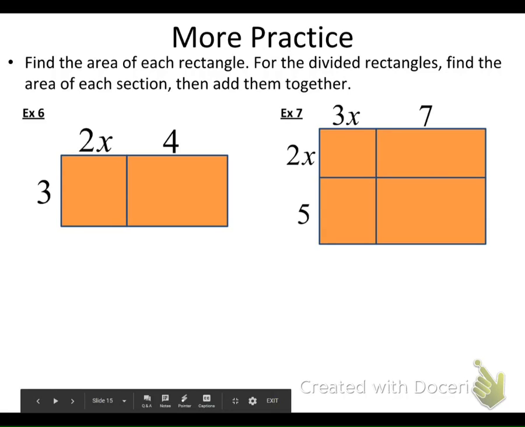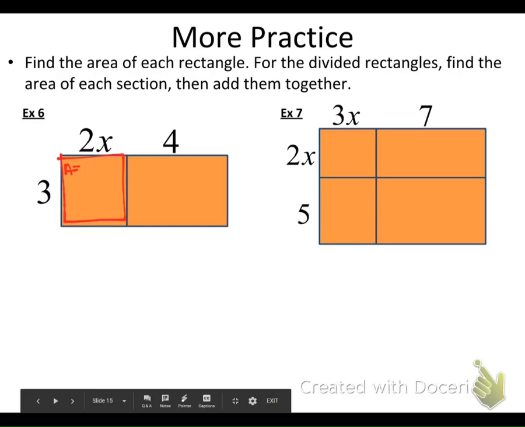Okay, so if we're going to find it for each section, that means how many sections do I have here? 2. I have 2 sections. So I'm going to have to find the area of this first one, then this second one. Once I do that, if they're like terms, then I'm going to add them together. So we're going to find the area of this section first, okay? So in my little rectangle here, I'm going to put area equals, can you guys see that okay?